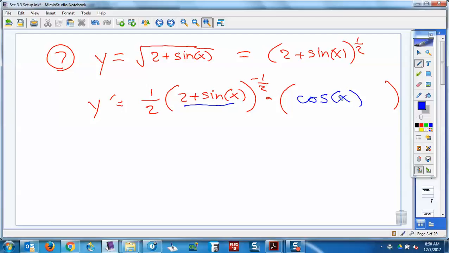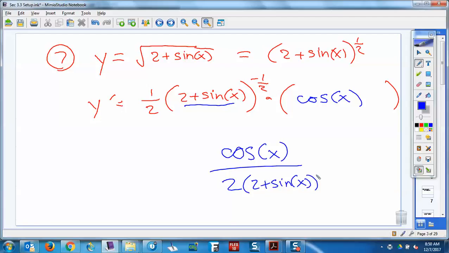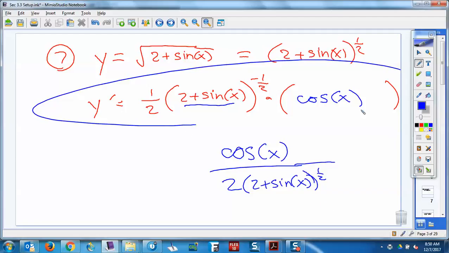Now, there's nothing I can do other than rearrange. I could take this negative power, flip the whole thing down to the bottom if I wanted to, put the cosine on top, so I could do cosine x, and the bottom have a 2 plus sine x to the 1/2, which of course is square root, if you prefer that, right? But not necessary. You can stop there. Let's just rearrange. Okay?